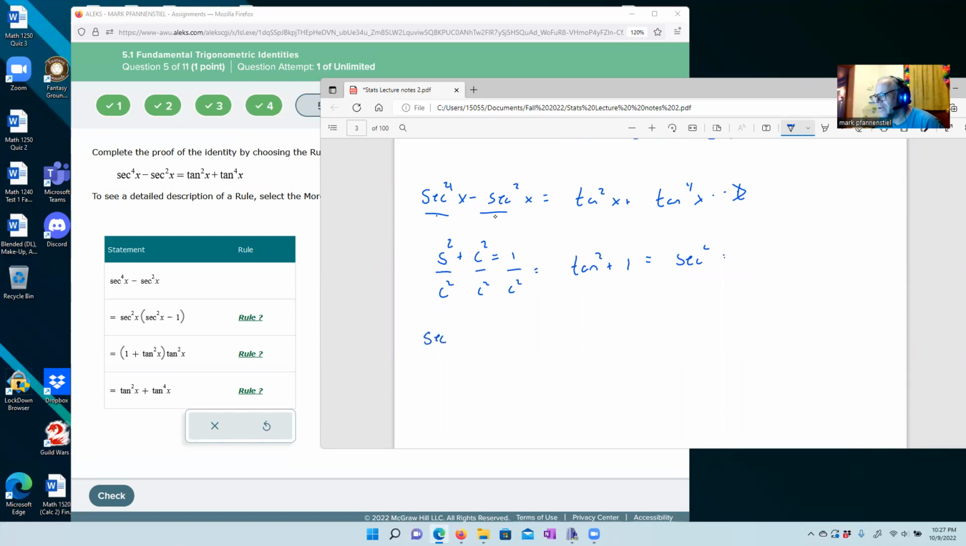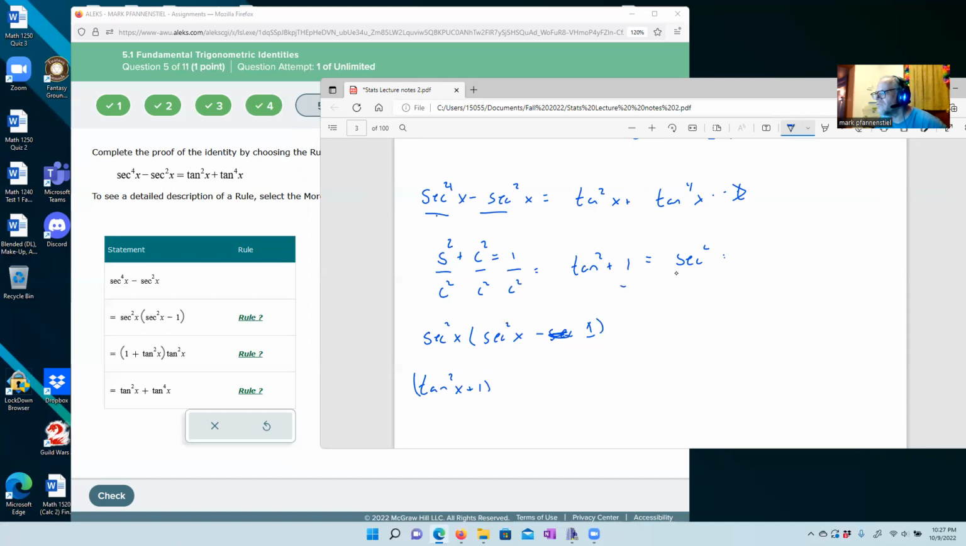So my first step here is I'm going to factor out a secant squared of both sides. So we have secant squared x times (secant squared x minus 1). Multiply it back in, and we get back to what we started with. Now, what are we looking for here? We are looking for tangent squared plus tangent to the fourth. Well, what could we say? We could say something like secant squared is really tangent squared x plus 1. And then secant squared minus 1.